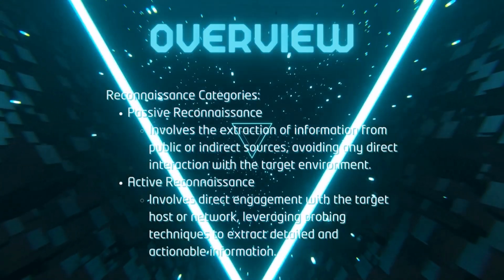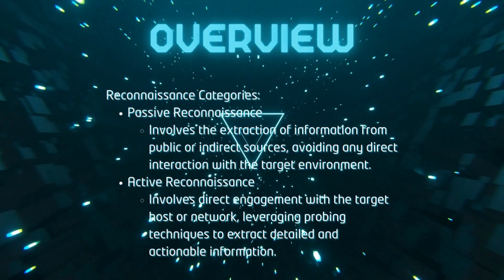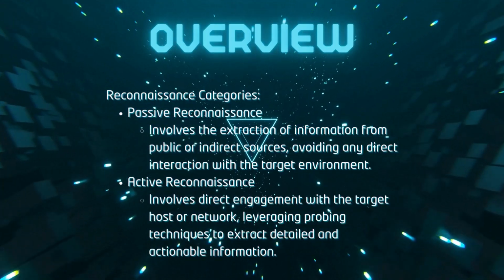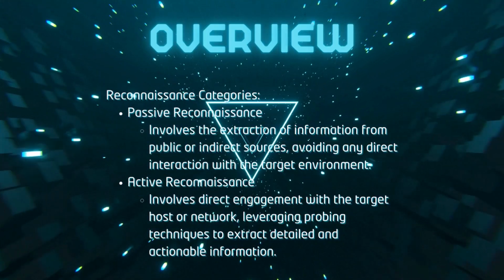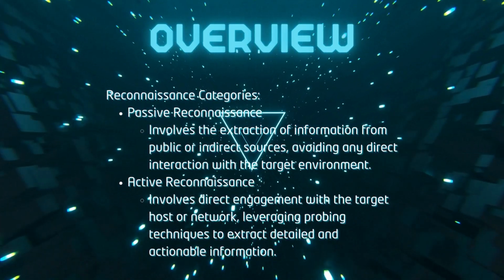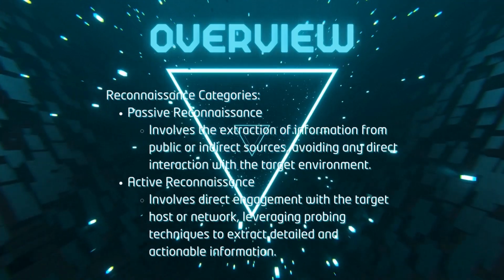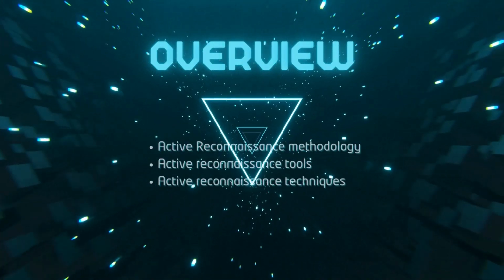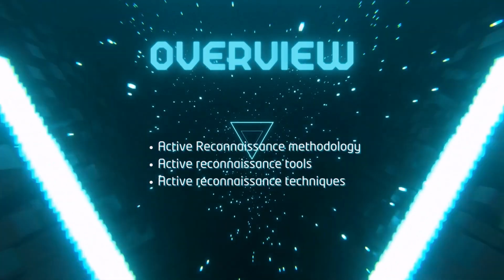Passive reconnaissance involves the extraction of information from public and indirect sources, avoiding any direct interaction with the target environment. Active reconnaissance, on the other hand, involves direct engagement with the target host or network, leveraging probing techniques to extract detailed and actionable information. In this video, I will examine the methodology underpinning active reconnaissance, emphasizing the strategic role it plays in the pen test lifecycle.